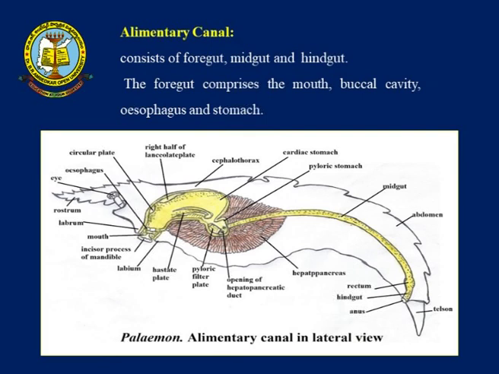The foregut consists of a mouth and a short buccal cavity, which opens into the esophagus. The esophagus opens into a large stomach, which has a cardiac stomach and a pyloric stomach. The pyloric stomach opens into a long, elongated midgut, almost acting like an intestine, and the midgut opens into a very short hindgut. The hindgut opens into a rectum and an anus. So, these are the different parts that you find in the cardiac stomach.